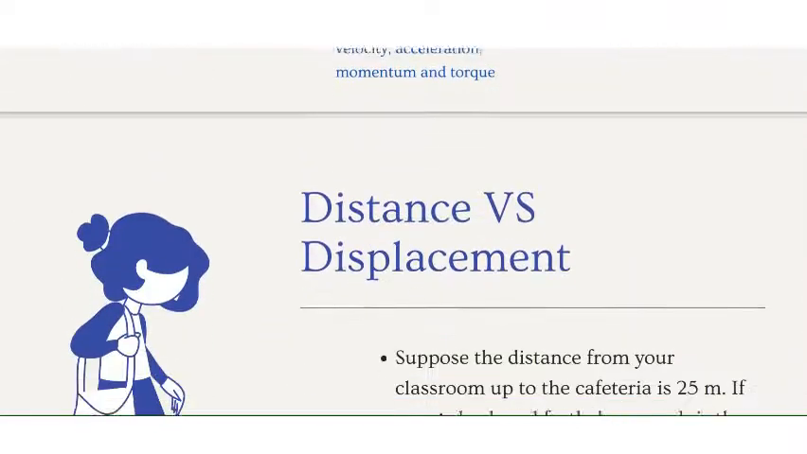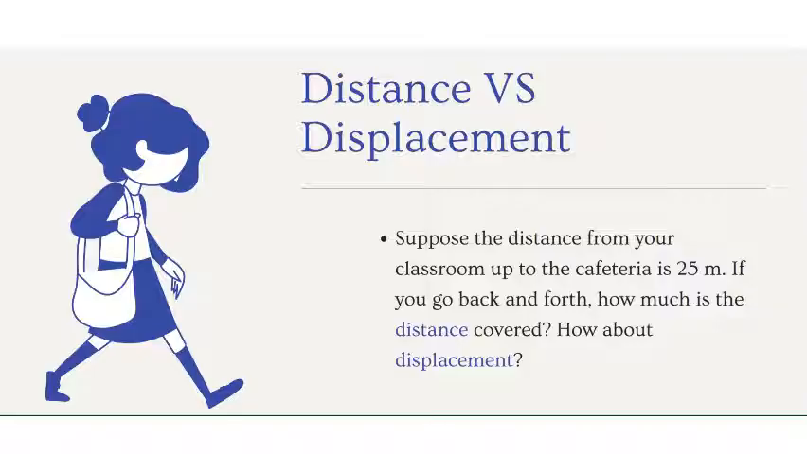Now, let's proceed with distance versus displacement. So, this is very important because displacement is discussed as a resultant vector in vector addition. So, what we need to understand is what's the difference between them and why is displacement very important. Now, here, suppose that the distance from your classroom up to the cafeteria is 25 meters, and if you go back and forth, how much is the distance covered, and how about your displacement? So sabi dito, from the classroom, you went to the cafeteria and then went back to the classroom. So what will be your distance? Of course, your distance will be 50 meters. 25 plus 25 kasi bumalik ka. So this is the total ground covered.